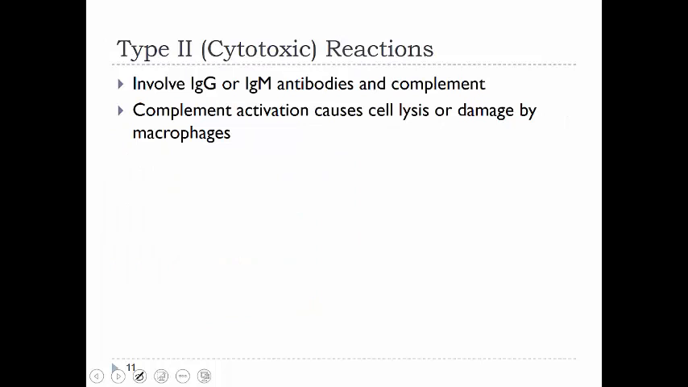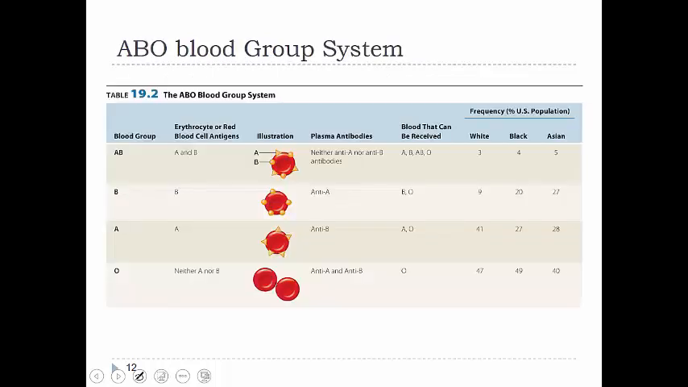Okay, so now we're at type 2. Type 2 involves IgG or IgM antibodies and complement. Of course, complement activation causes damage, cell lysis, and damage by macrophages. This example is the ABO blood group. We're actually talking about damage to the cells themselves, to your blood cells. Now, we have the A, B, O, and then the AB blood types.